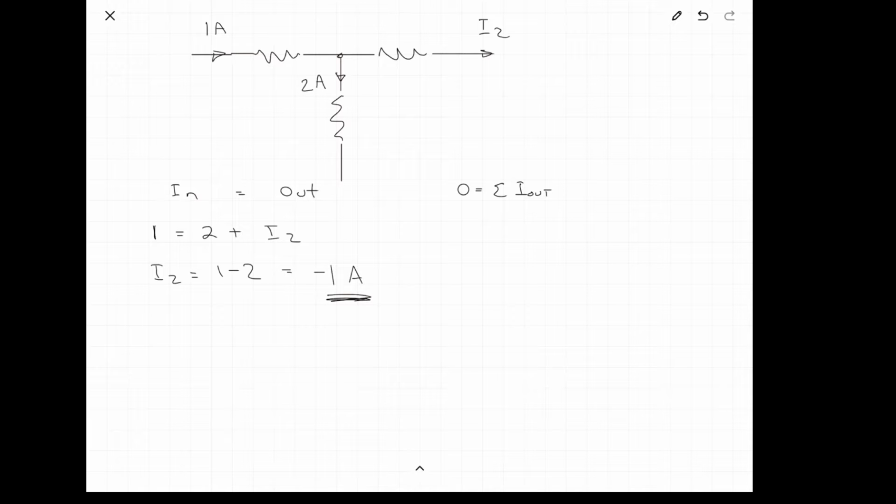Now we'll do it the other way. The way that I usually prefer to do it is we go 0 equals the sum of currents flowing out. So we have -1 because it's flowing in, we have plus I2, and we have plus 2. And if we do the algebra, I2 is going to equal 1 minus 2, which equals -1 amp. So you can see there's no real difference in the difficulty in using either method. But the most important thing is to be very, very methodical with these.